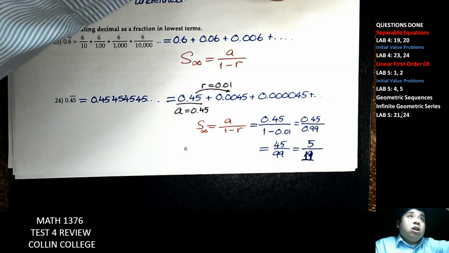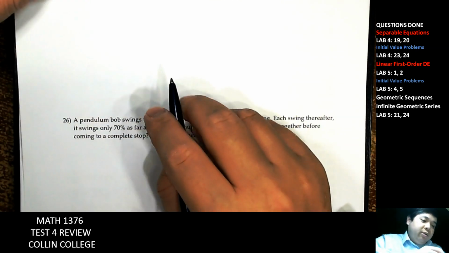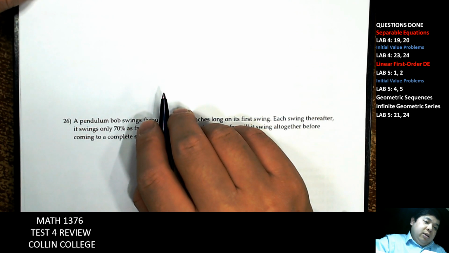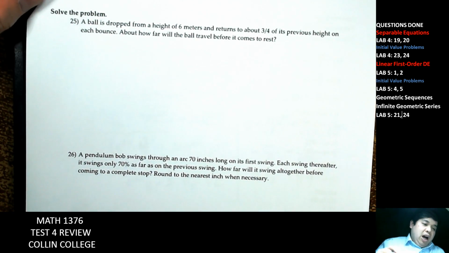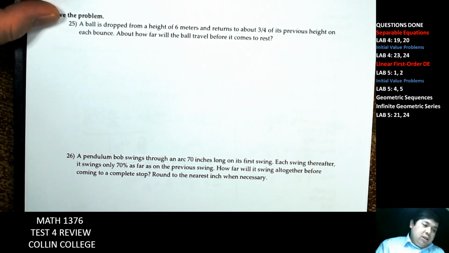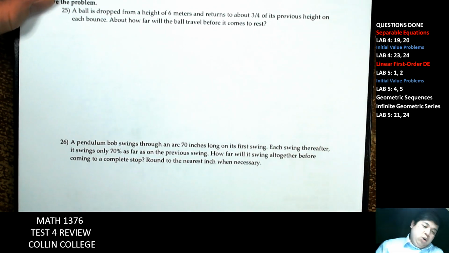I usually want to do the application problem, so we're going to look at 25. By the way, this is similar to a problem that I plan to do in class. So let's not do that.